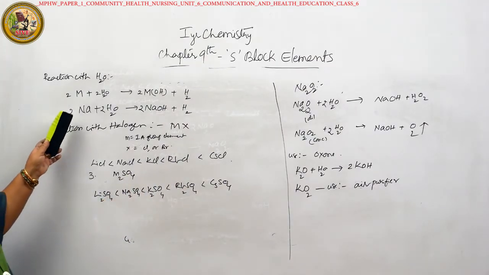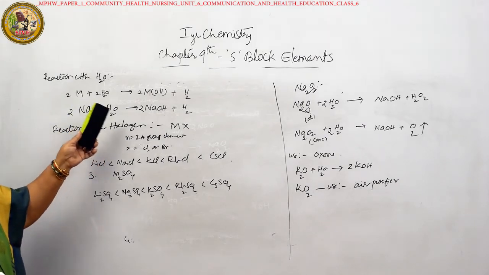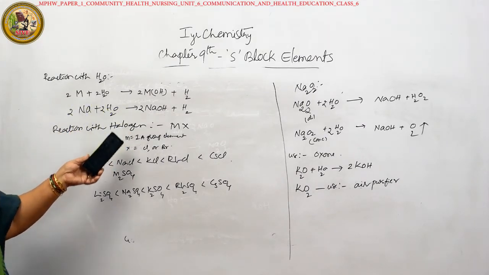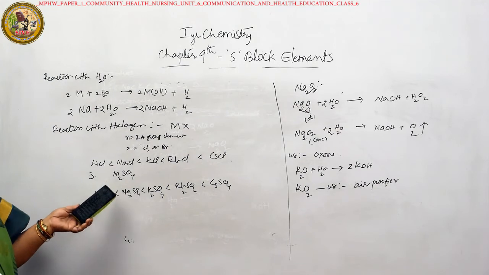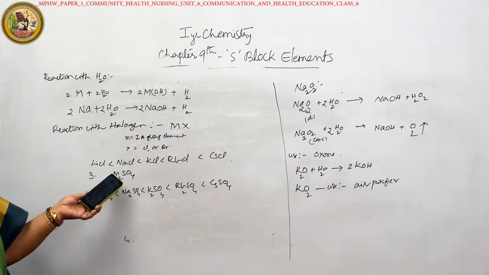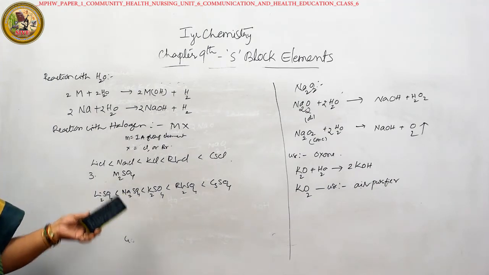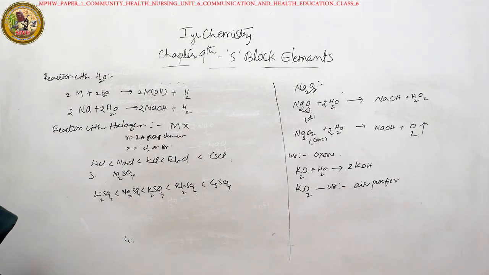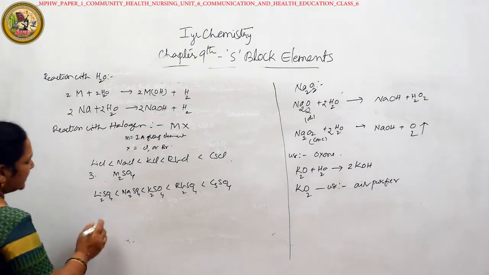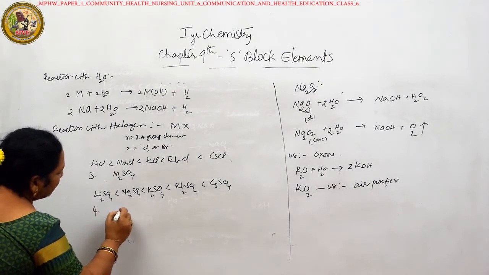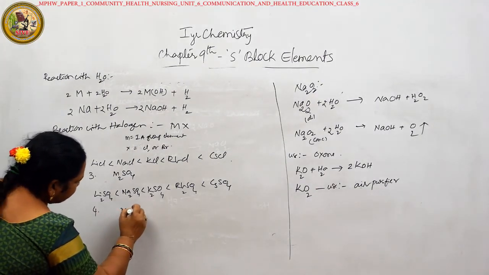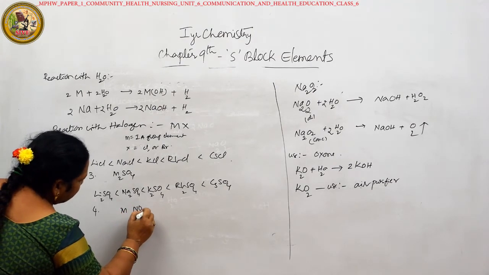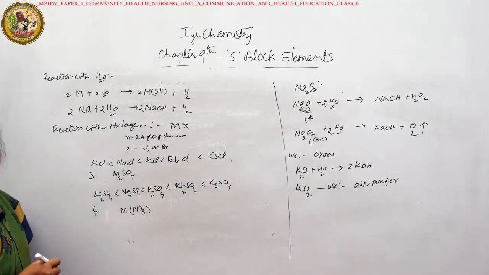So like that, they react with water, they react with halogens, and with acids they form salts, like the general formula M2SO4. They form the sulfates like that, and they form the nitrates with the general formula MNO3.